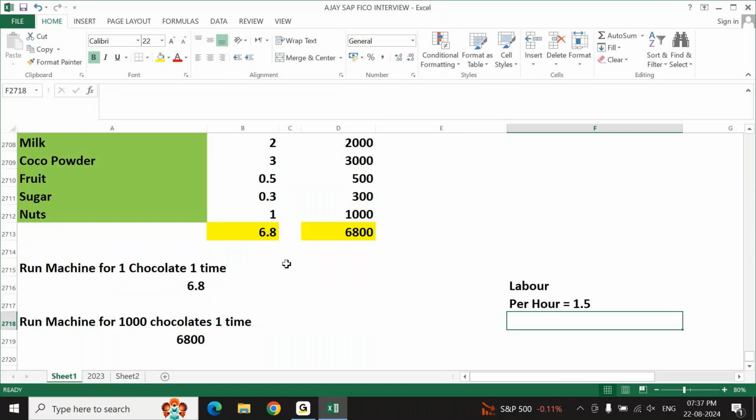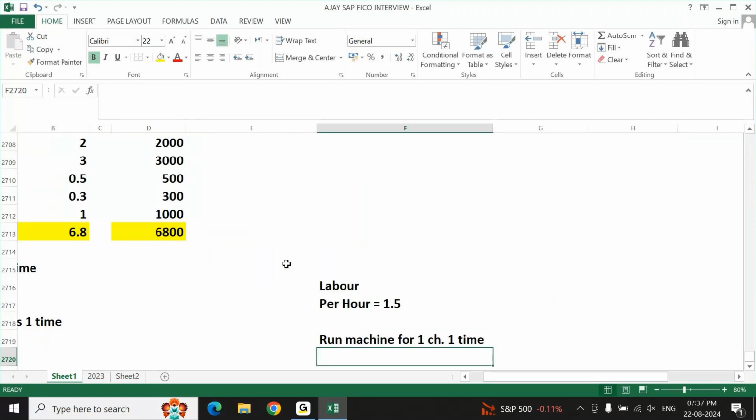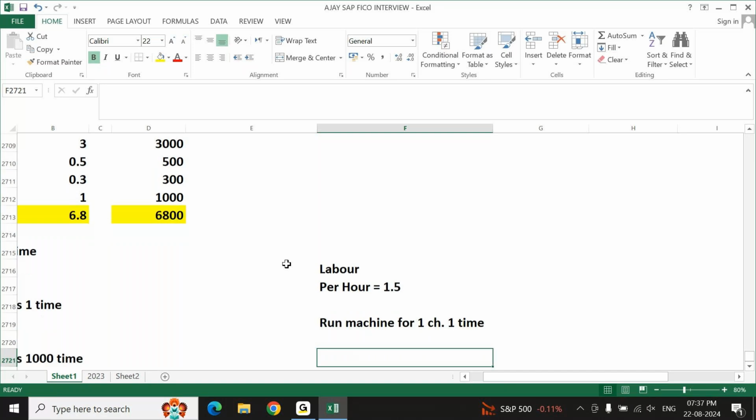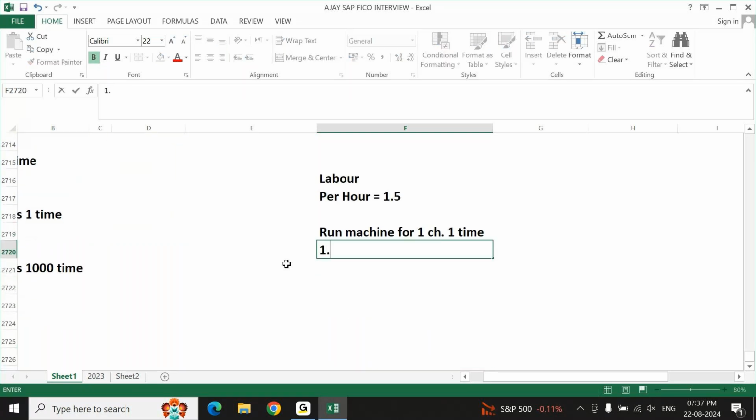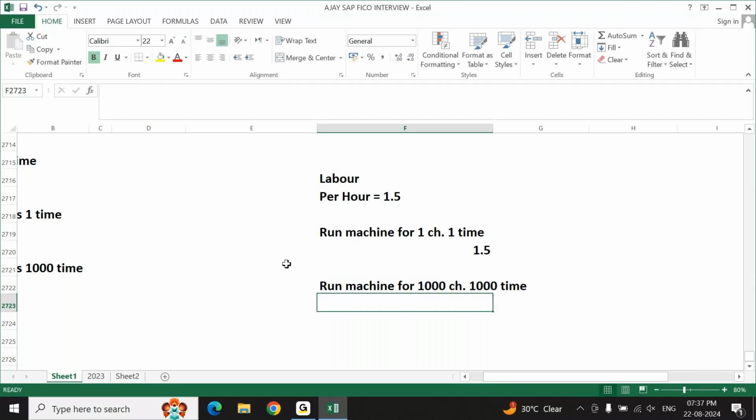Now run the machine for one chocolate, one time. Each time when you run the machine, assume that machine has to be on for 1 hour. How much do you need to pay here for labor? 1.5. On the other side, if I run the machine for 1000 chocolates, is it still 1.5?